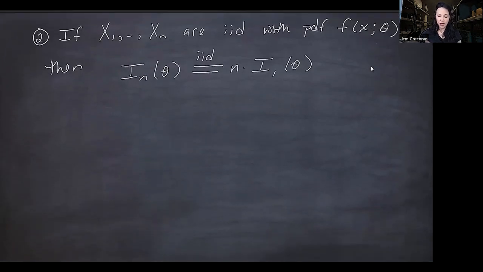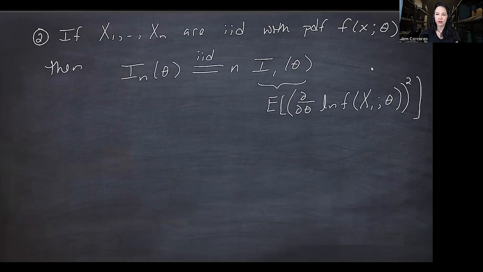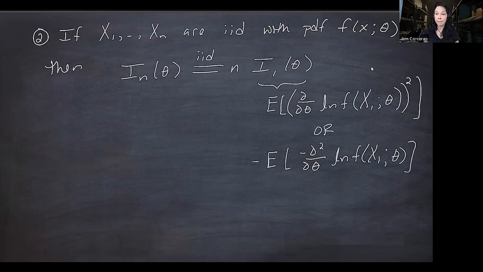Okay. By the way, you can do this either way. So this is the expected value of the derivative with respect to theta of the log of f of a single x. I'm going to write x1. Sometimes I like to write just an x, but it's not any one of them. It's just a representative. Maybe writing x1 makes it a little more clear, or x5, any one of those. Or we can take the negative of the expected value of the second derivative. So let's prove this wonderful result. Proof.